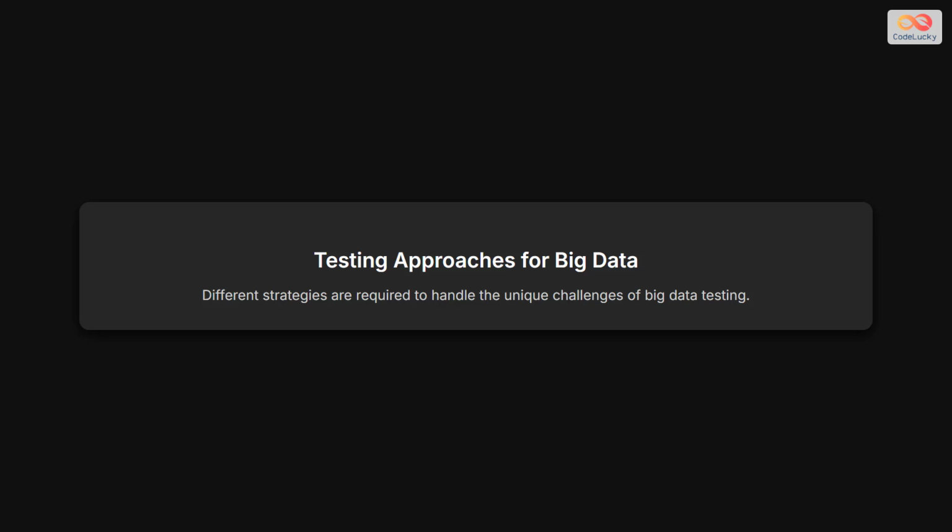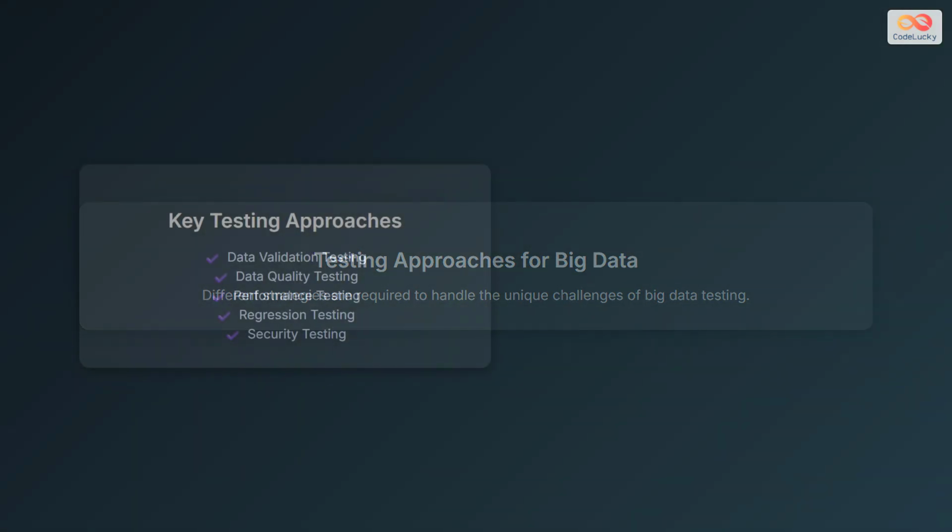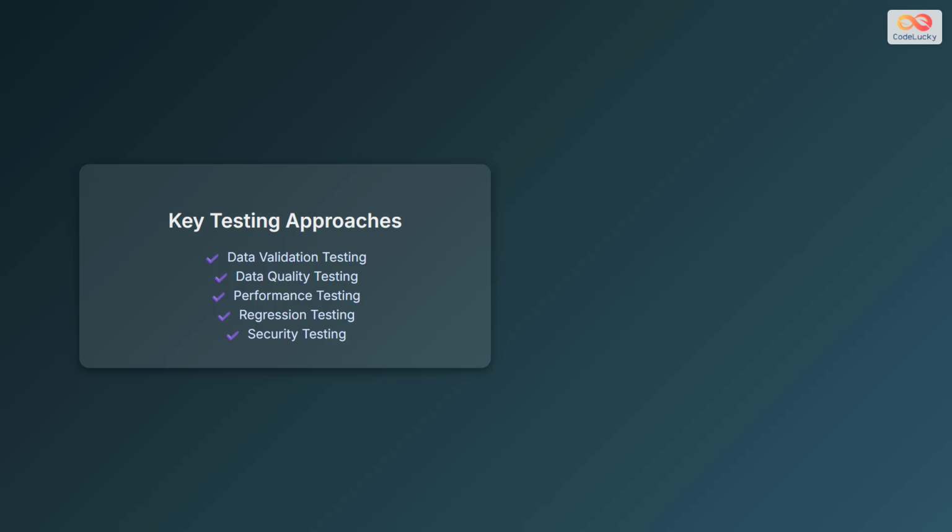Due to the unique challenges of big data, specialized testing approaches are required. Traditional testing methods are often inadequate for handling the scale, variety, and velocity of big data. Here are some of the key testing approaches for big data. They include data validation testing, data quality testing, performance testing, regression testing, and security testing.